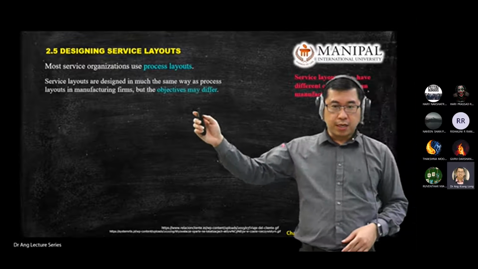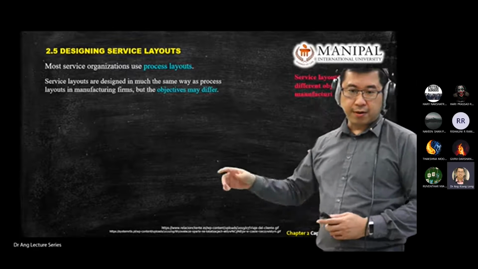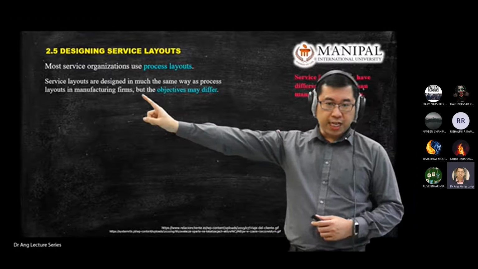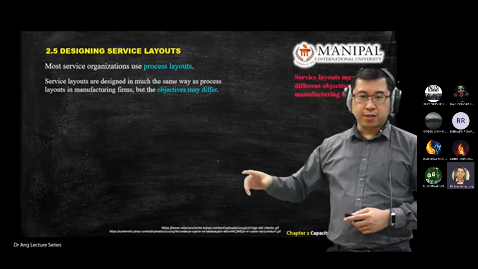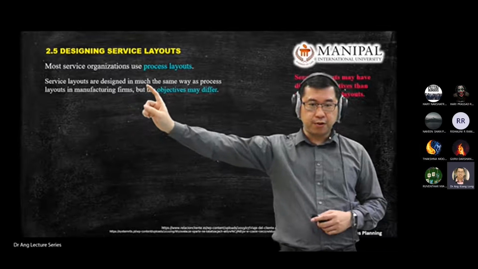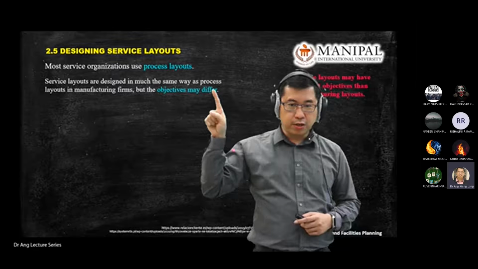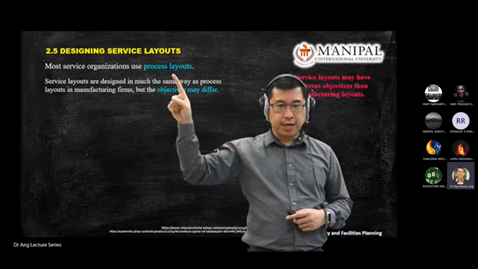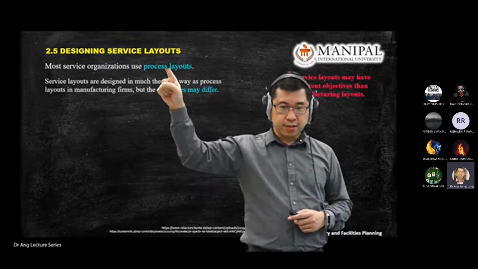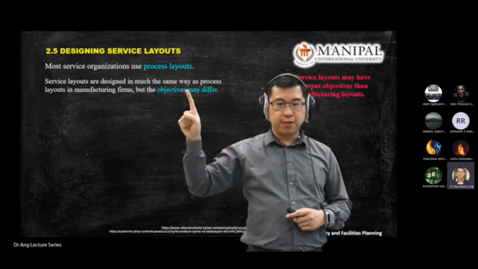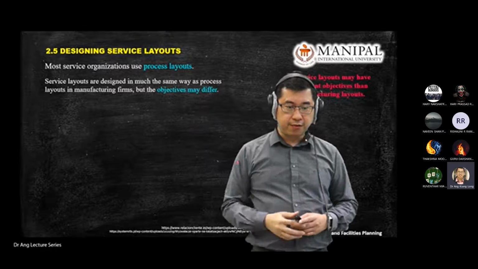So most of the service organizations use a process layout, right? So what does the service layout look like? The service layout will be a bit different from the process layout. Just now we talked about process layout, and most organizations use it, but now we're going to look at service layout. The difference between service layout and process layout is their objective.